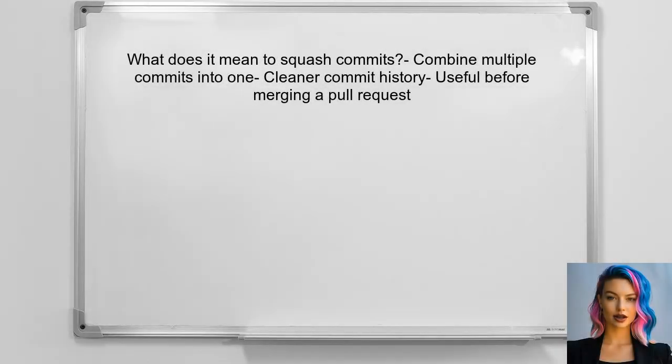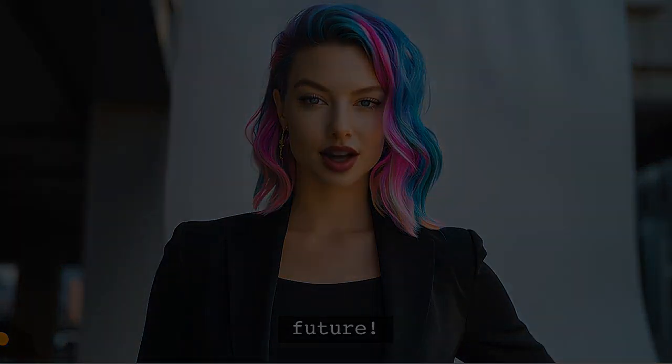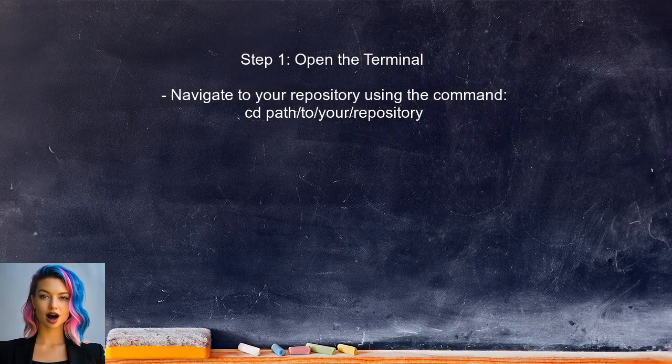So, what does it mean to squash commits? Squashing commits allows you to combine multiple commits into a single one, making your commit history cleaner and easier to read. This is especially useful before merging a pull request. And stick around, I have a great tip at the end that will help you avoid this issue in the future. To begin squashing commits, the user should first open their terminal and navigate to the repository where the commits are located.